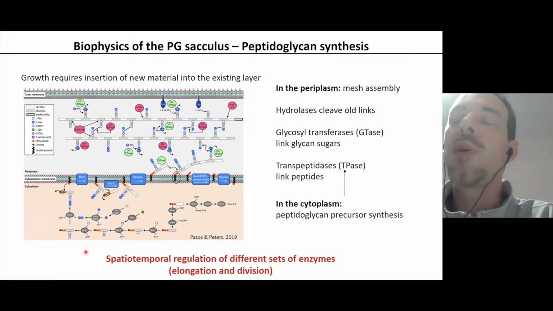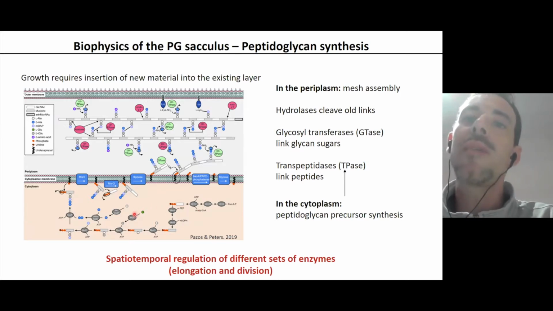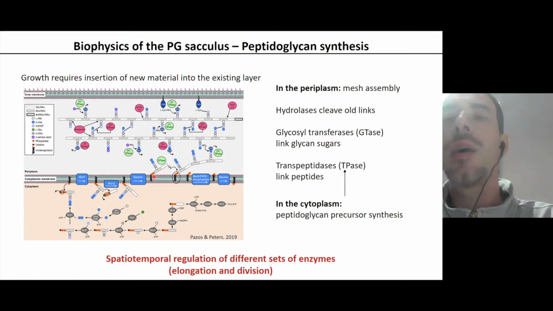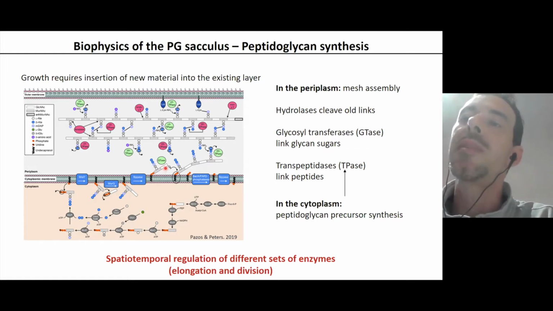From bottom to top, in the cytoplasm, the peptidoglycan precursors are synthesized. Then they are flipped through the inner membrane, put together, and arranged in the old part of the sacculus. This part is done by several enzymes. For example, the transpeptidases, TPases, link the peptides, which are the ones represented as dots in the picture.